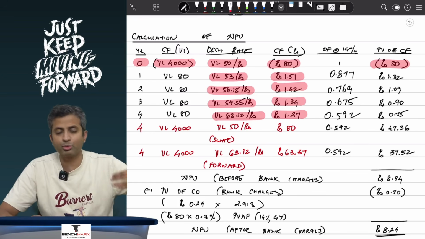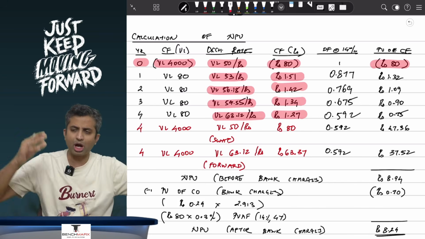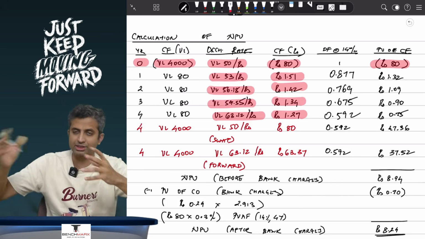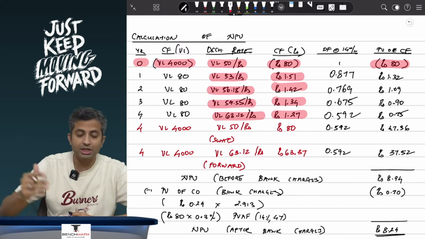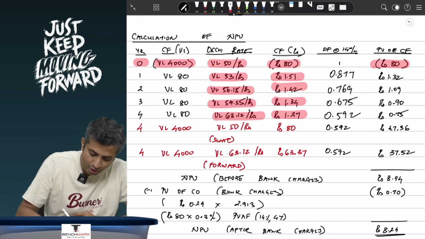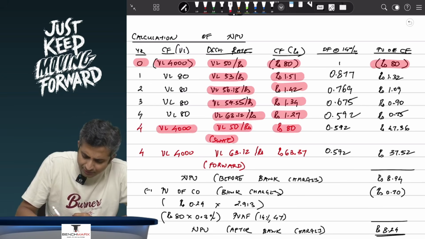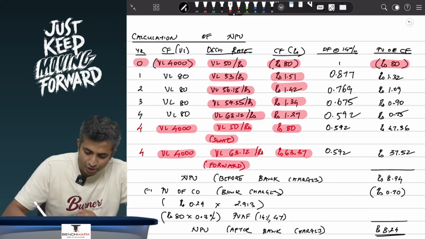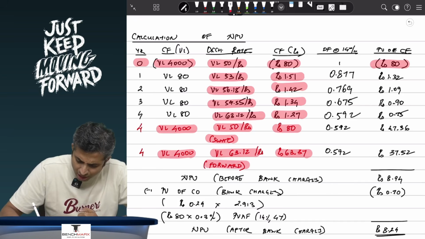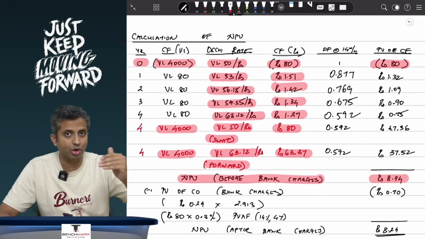Now there's still something which is remaining, which is the remaining 4,000. 8,000 was received, out of which 4,000 is exchanged at the rate of 50 only. The remaining 4,000 will be at the forward rate, which is 63.12. So over here for 4,000, this will be under the swap at the rate of 50, which will be 80, and the remaining 4,000 will be at the forward rate, which is 63.37. You will discount all of these to get around 8.94. So this is your NPV, but this is before bank charges. You have not yet considered bank charges.